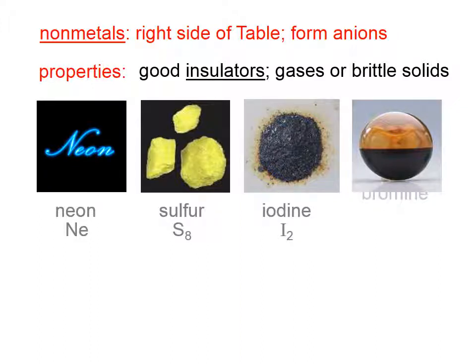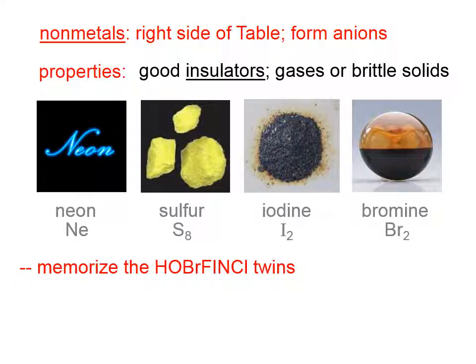So here are some examples of some nonmetals. Neon, of course, is a gas at room temperature. Sulfur is a solid. Iodine is a purplish crystalline looking solid, and bromine is a liquid at room temperature.